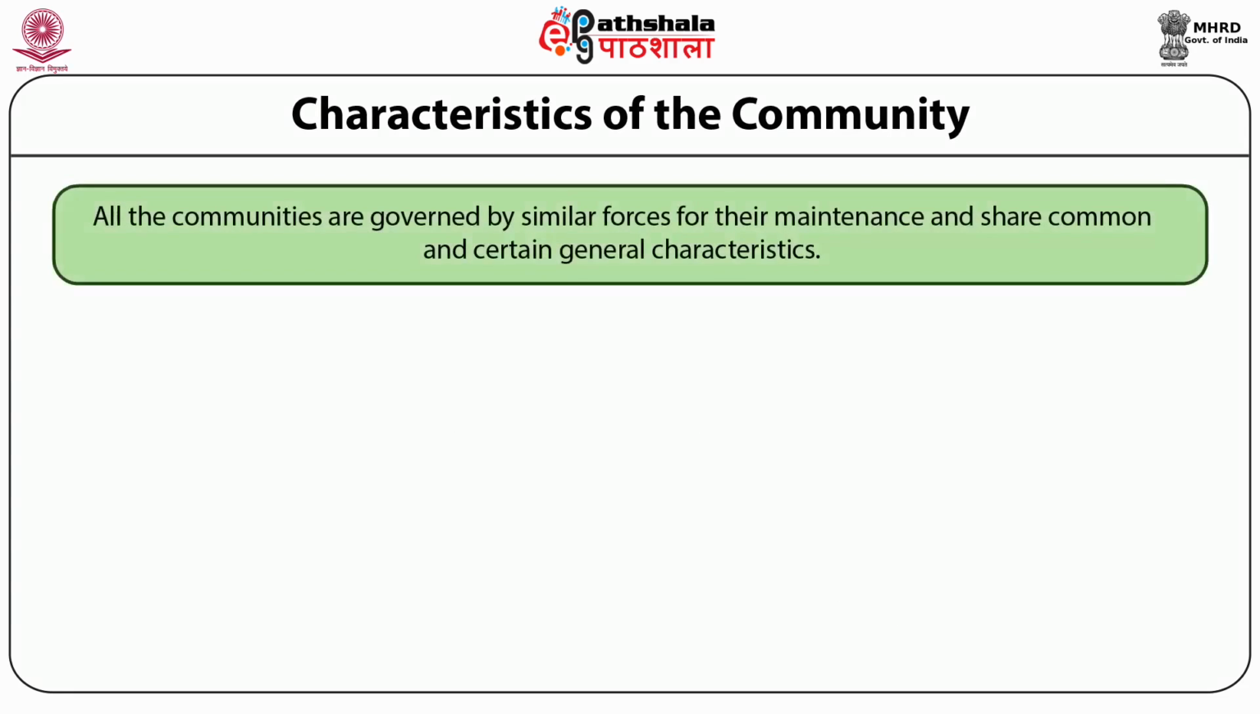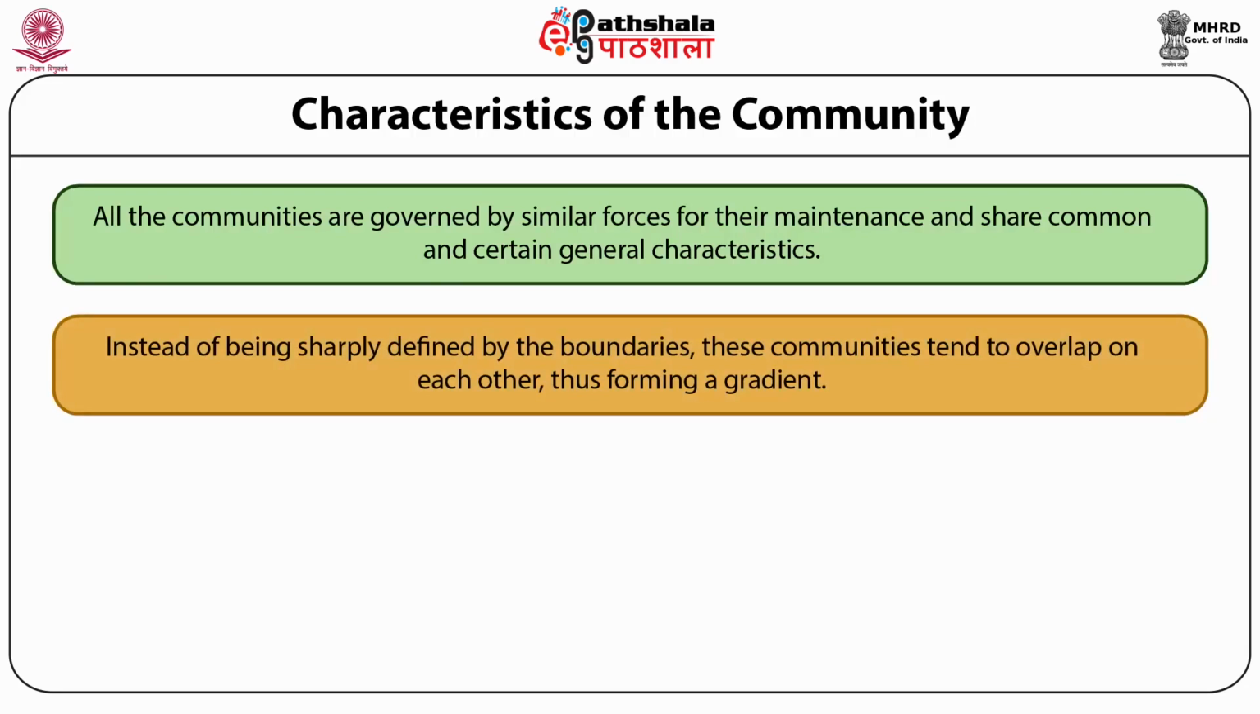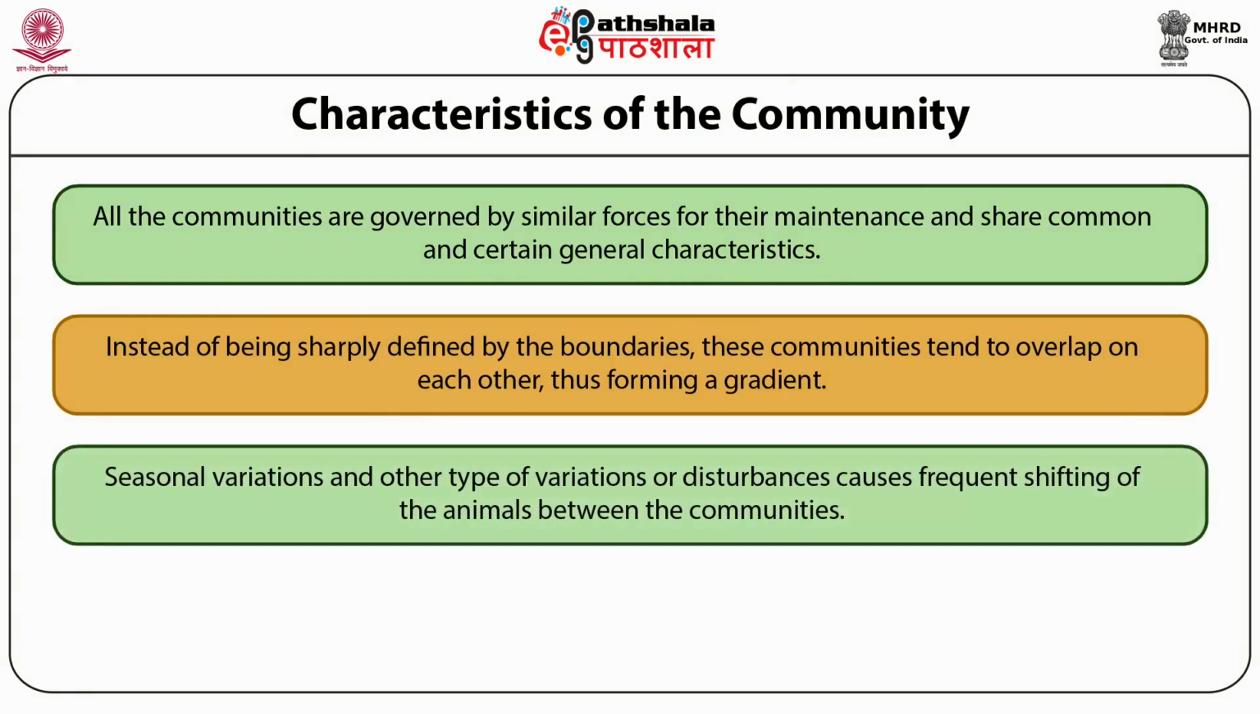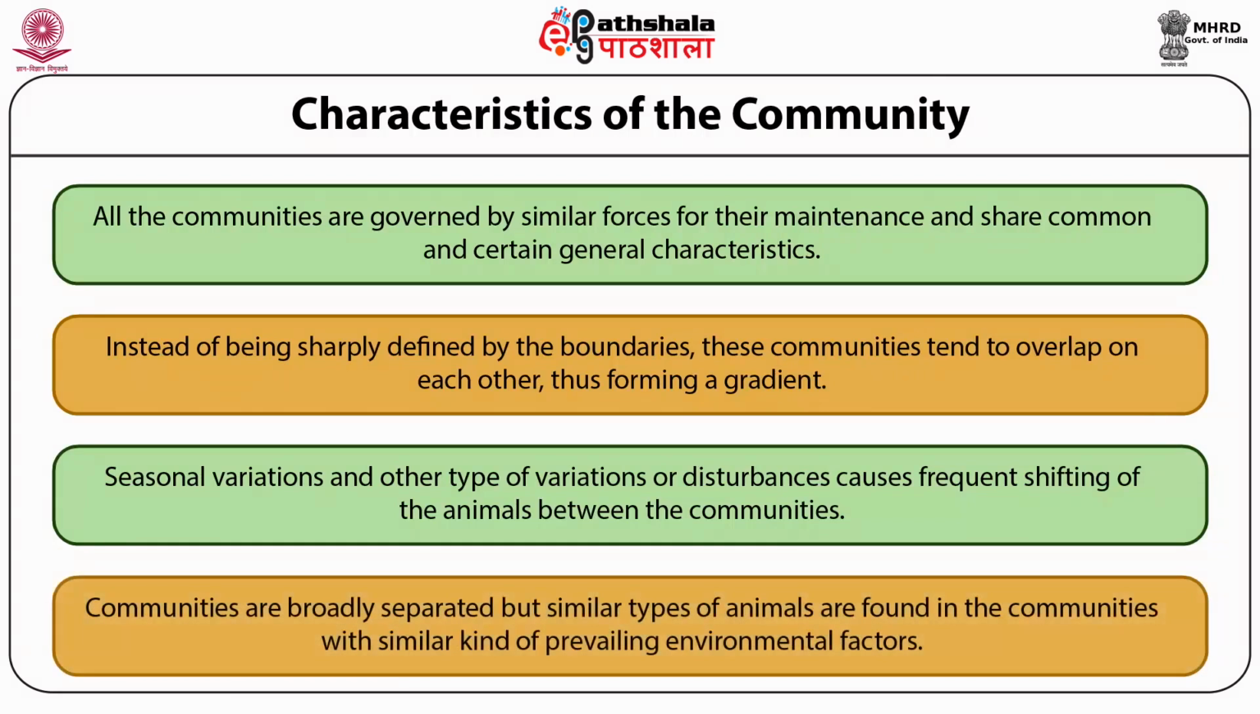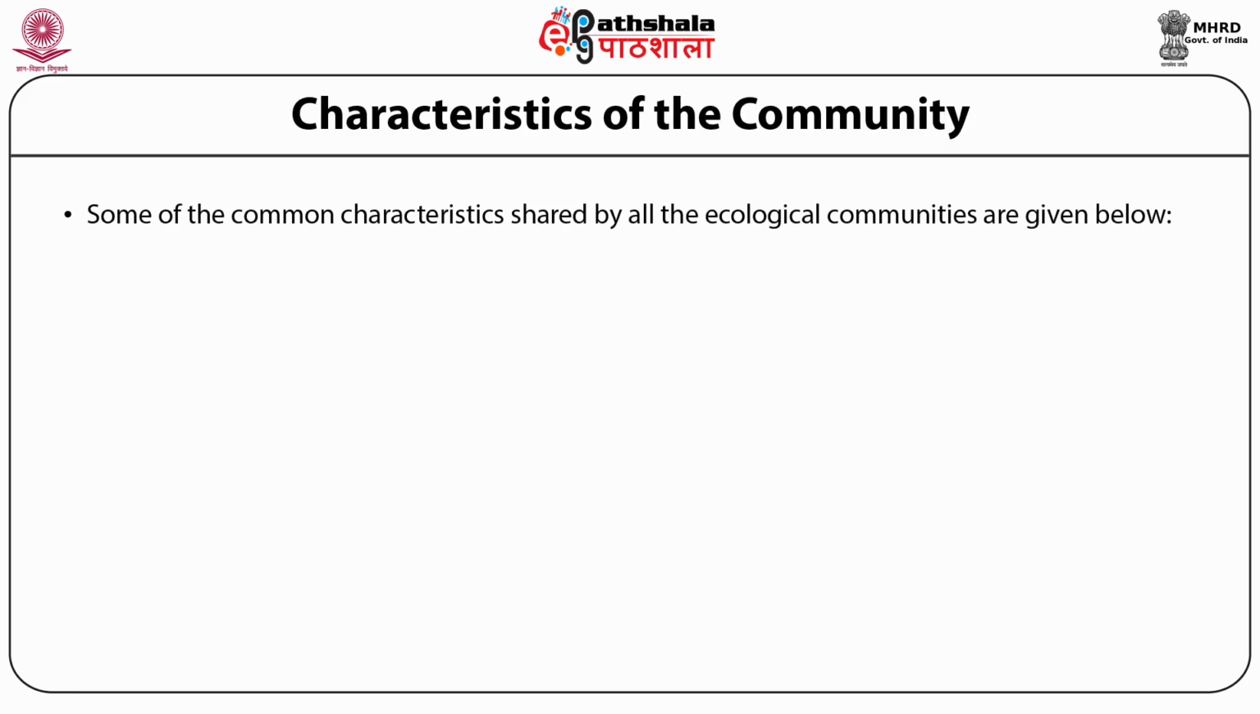Characteristics of community. All the communities are governed by similar forces for their maintenance and share certain common general characteristics. Instead of being sharply defined by boundaries, these communities tend to overlap each other, thus forming a gradient. Seasonal variations and other types of variations or disturbances cause frequent shifting of animals between the communities. Communities are broadly separated, but similar types of animals are found in communities with similar prevailing environmental factors. Some common characteristics shared by all the ecological communities are given below.